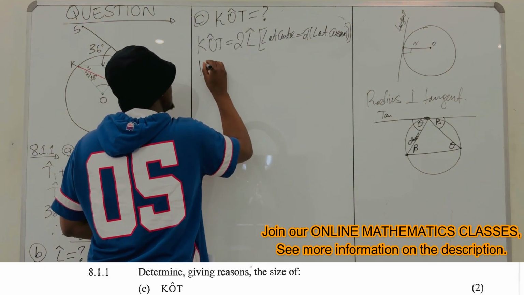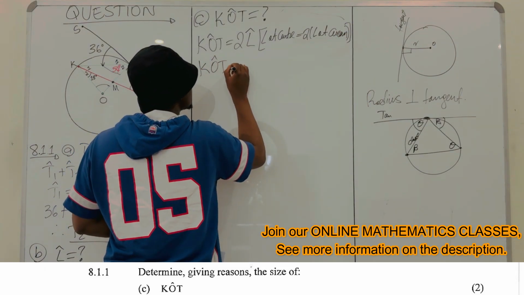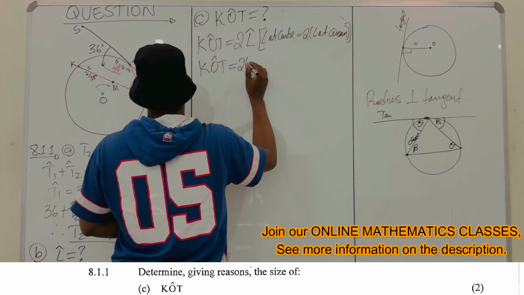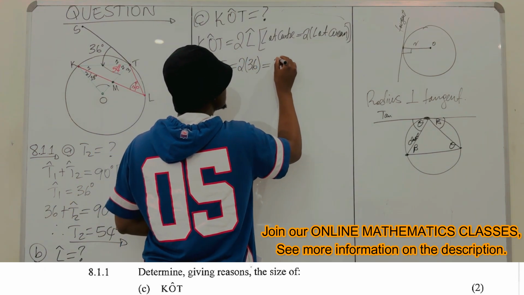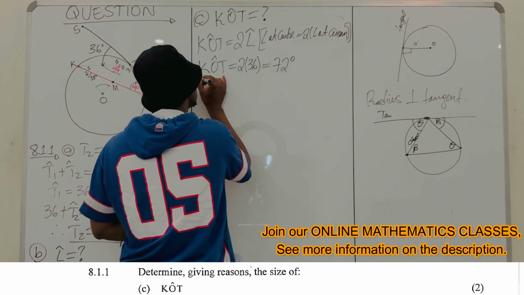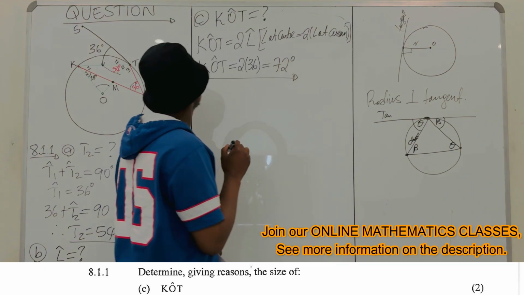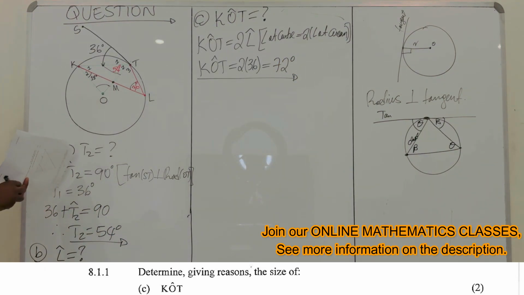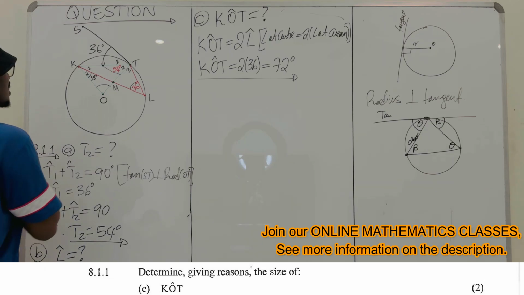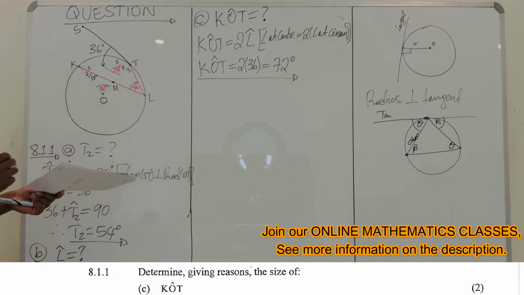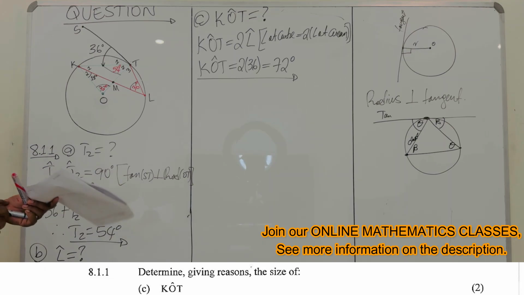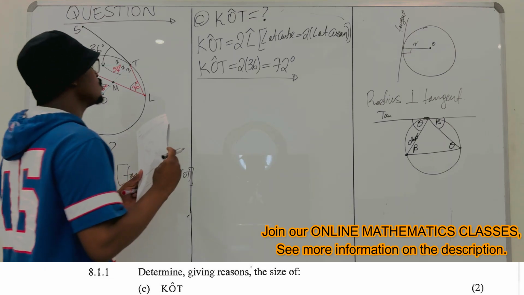Which means your angle O is equal to 2 times angle L, which is 36. So this is 72 degrees. That's where we are. So we get that this angle over here is equal to 72 degrees. Now we move to 8.1.2.